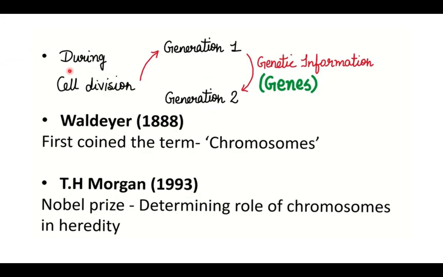And also I tell you that during cell division only, these chromosomes are visible, and this chromosome contains the DNA, that is the genetic material, that is the gene, which is carried from one generation to the other generation. Not only for 2 generations, it will be carried for many generations. Waldeyer first coined the term chromosome in the year 1888. T.H. Morgan, in the year 1933, got the Nobel Prize for determining the role of chromosomes in heredity. These are all one-word answers.